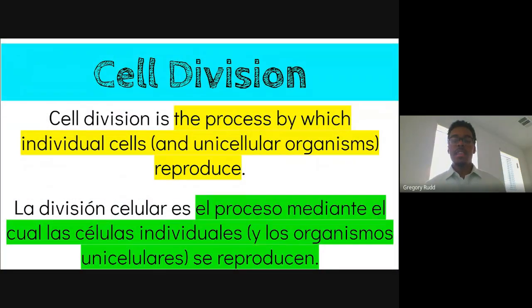Okay, so the things that I think you all should write down in your notes are highlighted. The English portions are highlighted in yellow, and the Spanish portions are highlighted in green.